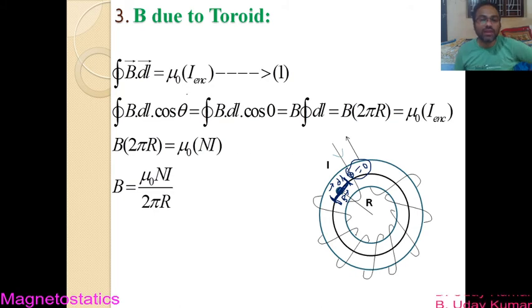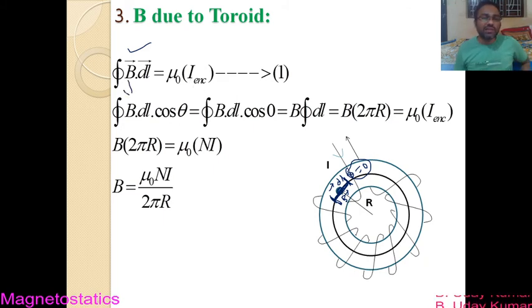Okay, so anyway, now by Ampere's law we can find the magnetic field very easily. How do we find it? You just check it out. So this is the line integral of the magnetic field. The total line integral of the magnetic field around a closed path will be equal to mu 0 times the current enclosed by the closed path. You already know it.